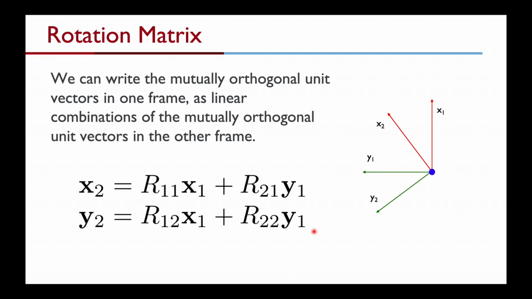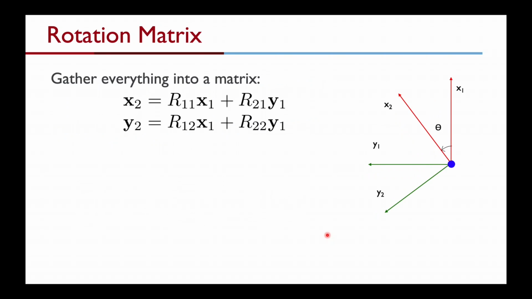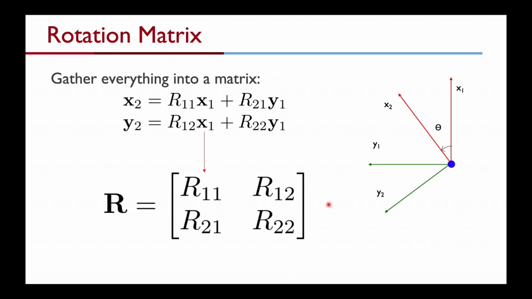So I hope this is clear that x2 and y2 can be written as a linear combination of x1 and y1, where the x1, y1 are unit vectors in my original frame of reference. So we can gather everything in terms of this matrix, or simplify this expression in terms of its matrix equivalent, where you can rewrite this as the vector x2, y2 would be some rotation matrix R times x1, y1, right?